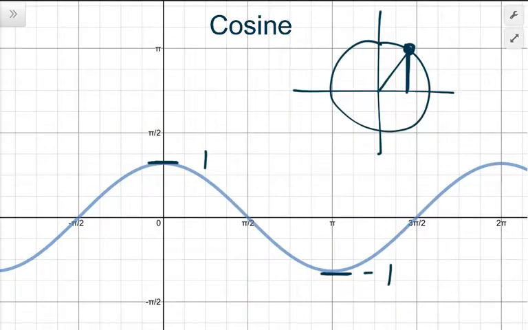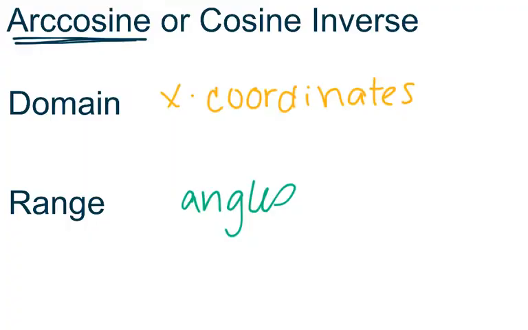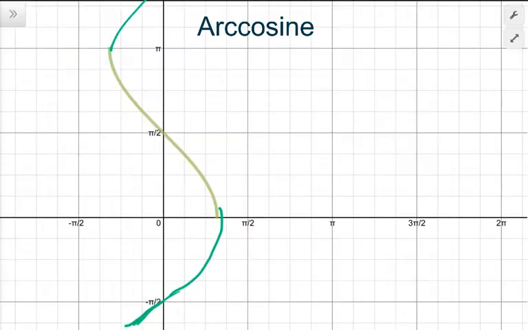So let's say we take our cosine graph and we switch all of our inputs and outputs. That's the same as reflecting the graph over the line y equals x. The graph we get looks something like this. Now this is not actually the graph of arc cosine.